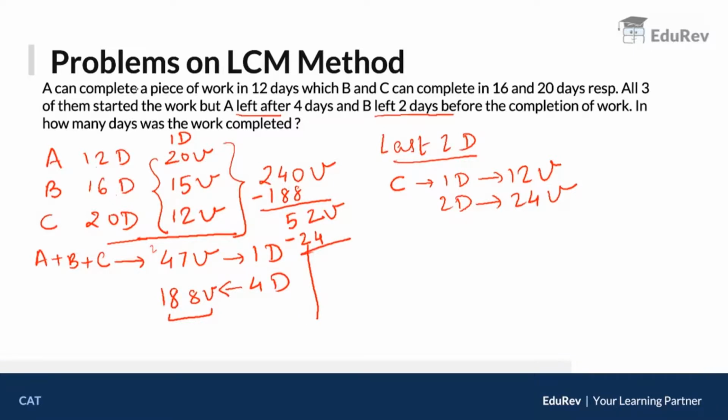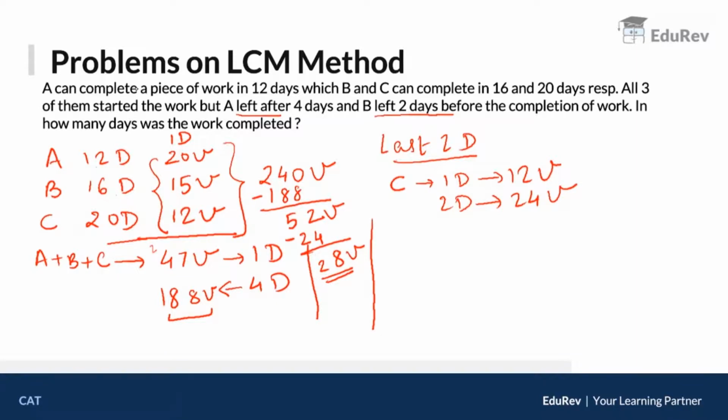So how much is remaining? 52 minus 24 is 28 units. So 28 units are remaining. Now can you tell me who is going to do these 28 units?